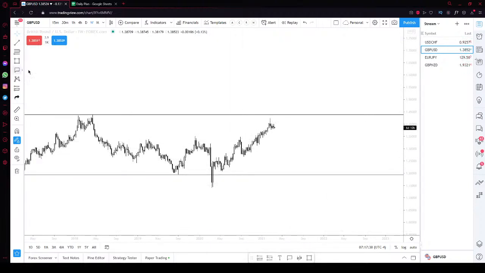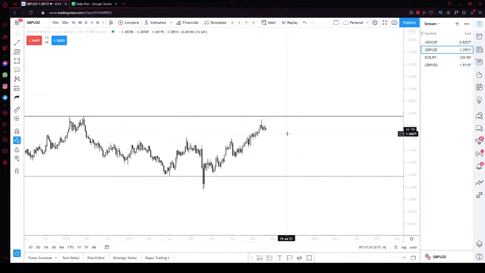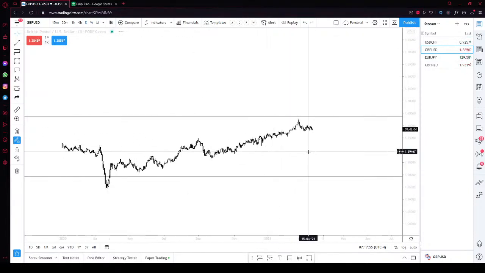I don't like it. I can draw it tighter on a lower time frame, right? So I'm gonna wait for that. Then on the weekly, there's nothing to do here, so let's go down to our daily.